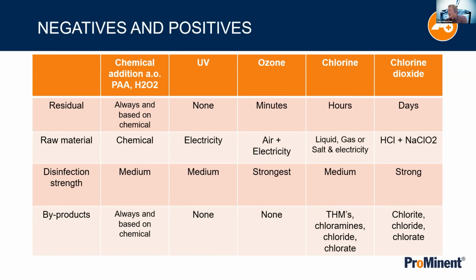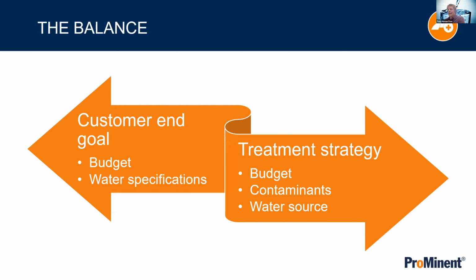Okay, let's look at another one, chlorine. It's cheap, the world's most used disinfectant at the moment, and we can get it from different sources, liquid, gas, salt, and electricity. But there is again a whole range of byproducts that might form. And then we have our complete chemical package from peracetic acid to hydrogen peroxide, which can have a wide range of advantages, but also disadvantages. That is where we need to balance it out.